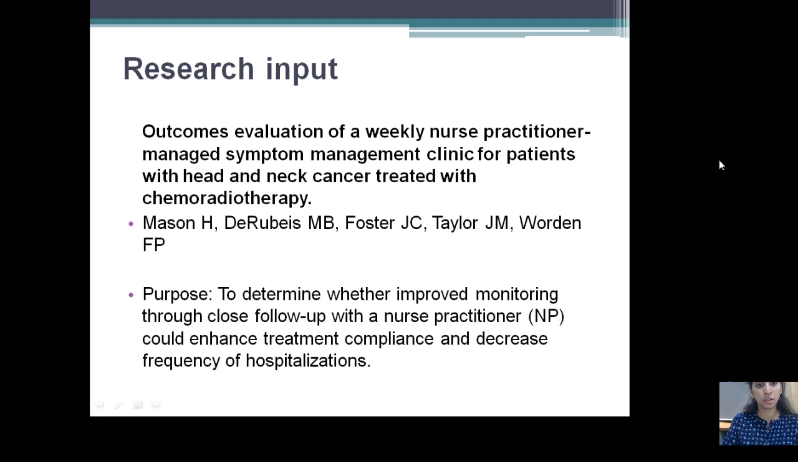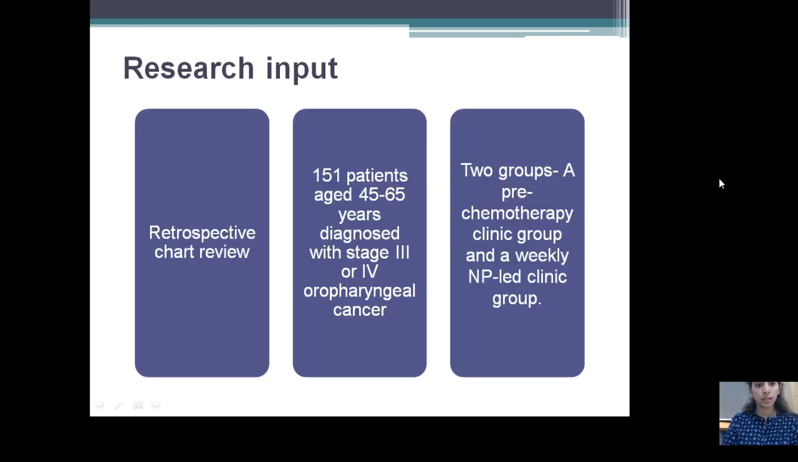Then there's this research input regarding outcomes evaluation of a weekly nurse practitioner managed symptom management clinic for patients with head and neck cancer treated with chemoradiotherapy. The purpose was to determine whether improved monitoring through close follow-up with the nurse practitioner could enhance treatment compliance and decrease the frequency of hospitalization. It was a retrospective chart review.